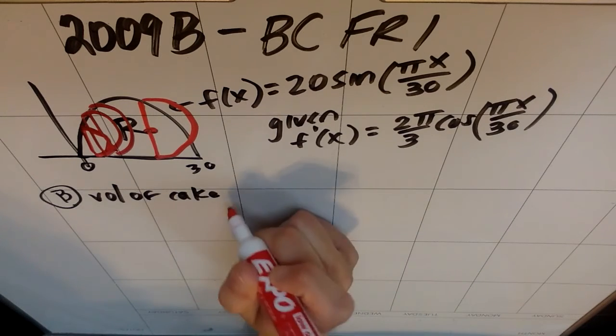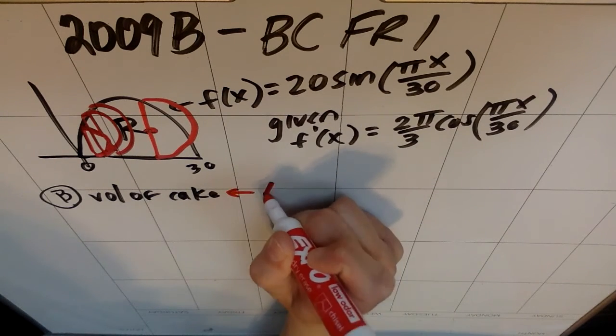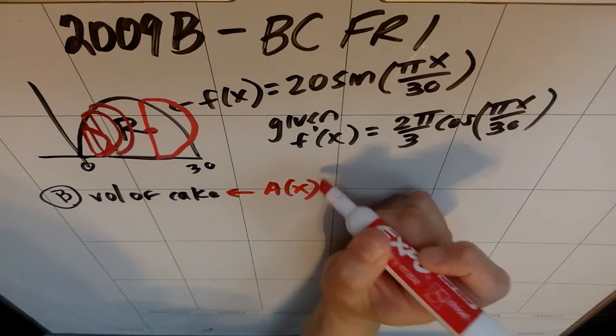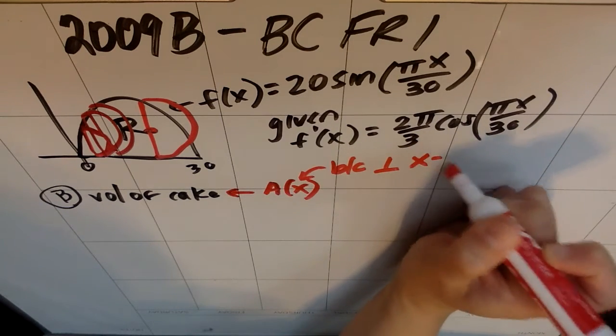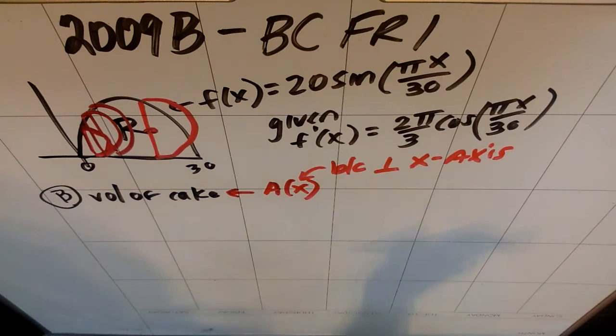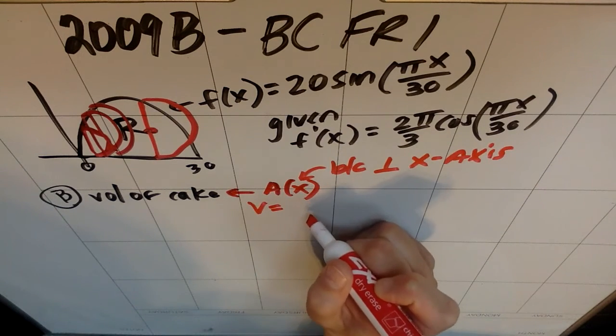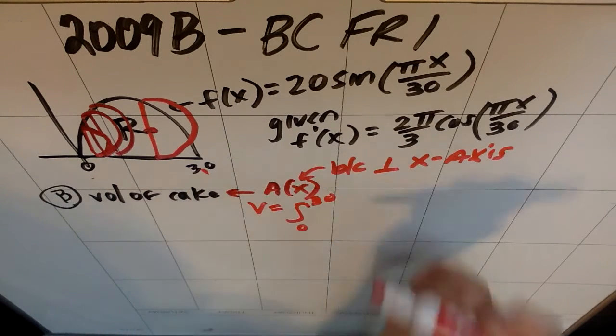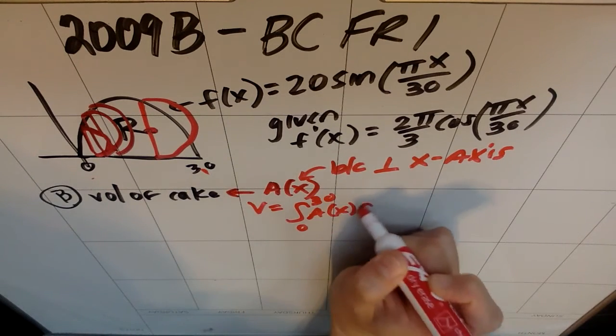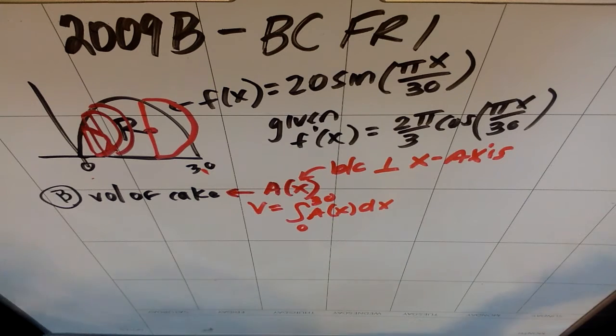So when I want to find the volume, my job is to find the area in terms of x, and the reason it's in terms of x in this case is because it's perpendicular to the x-axis. So I want my area in terms of x, and then the volume is what's going to happen if I integrate from 0 to 30, because that's the first slice to the last slice, of A of x dx. So your primary job in these volume questions is to figure out a formula for the area. Well, let's go through what we know. We know that the area of a semicircle is 1/2 pi r squared.